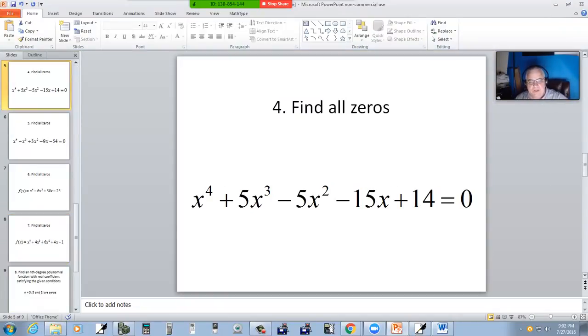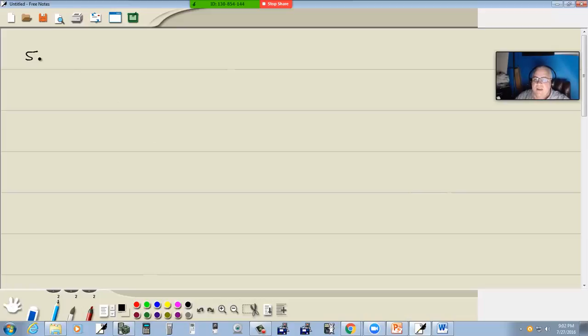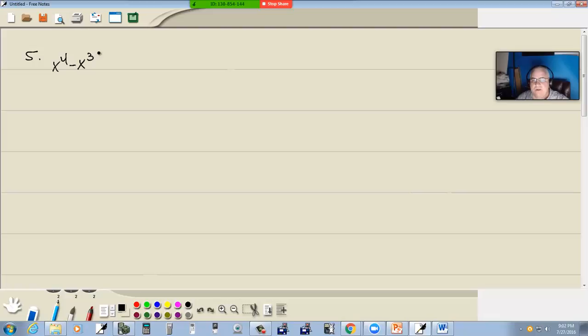Let's see, I'm pretty sure there's another quadratic formula. I think this one is a square root property. So we got x to the fourth minus x to the third plus 3x squared minus 9x minus 54 equal to 0. Now our largest power, our degree, is 4, which means we're going to have 4 answers. So let's plug this in and see what we get.